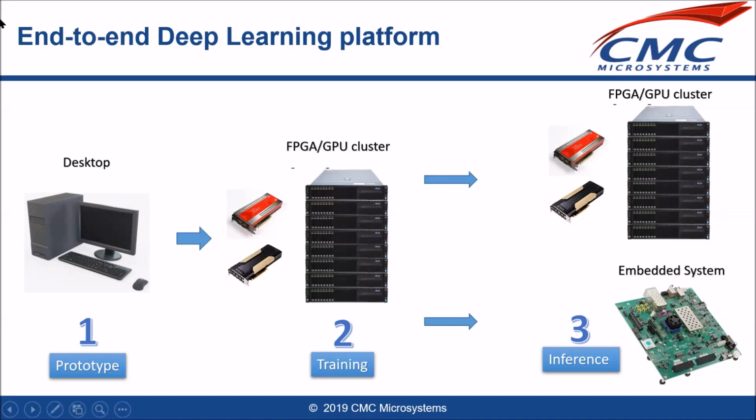The second space is the embedded space. And here you have different requirements. It has to be high performance and very low power in order to be used in the field. And we support a platform called ZCU102, which is a Zynq platform. And a previous webinar already demonstrated how to deploy a trained network on this embedded platform.